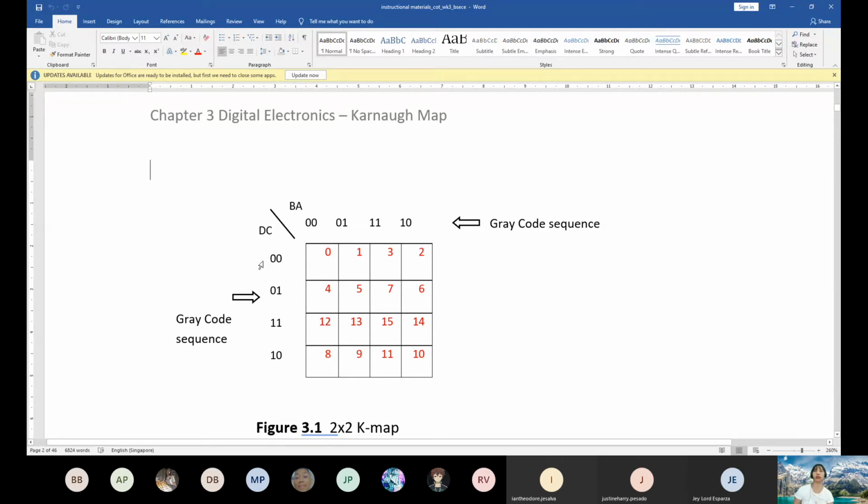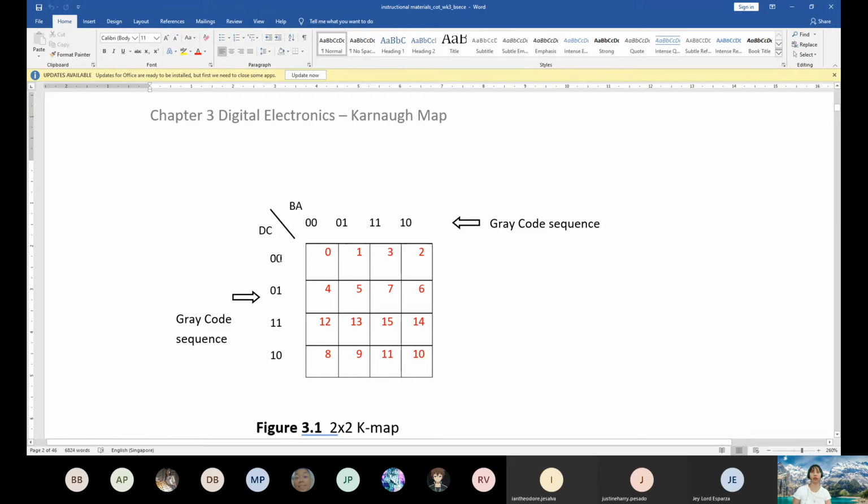Okay, the sequence for DC follows the gray code sequence. For a 2-bit gray code sequence, you have 0 0, 0 1, 1 1, and 1 0. So again, this is a gray code sequence, okay? For BA, also 0 0, 0 1, 1 1, and 1 0.